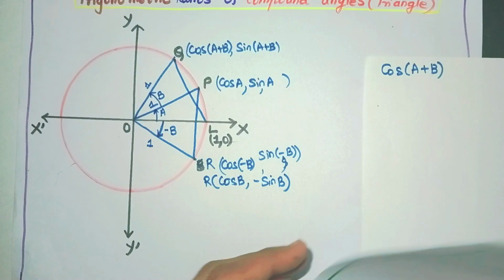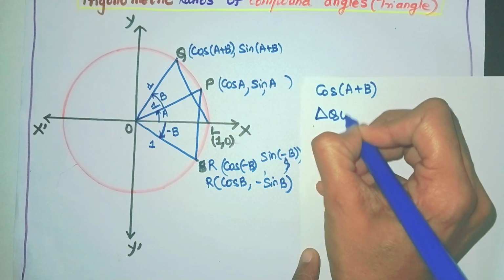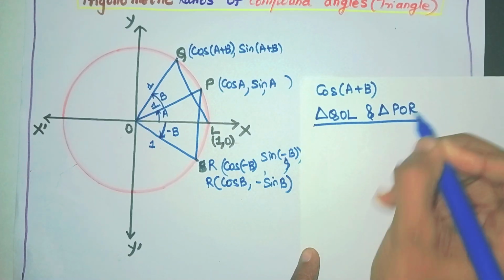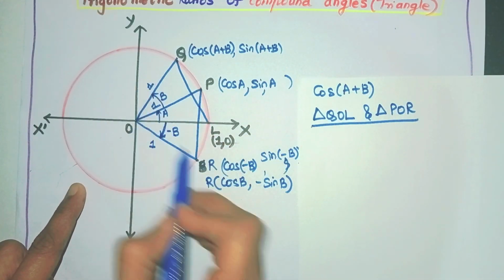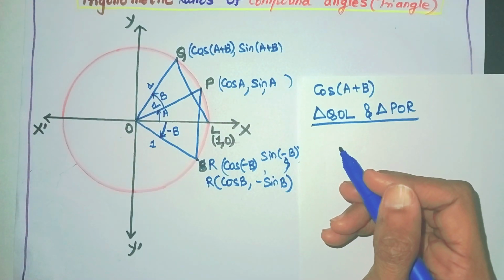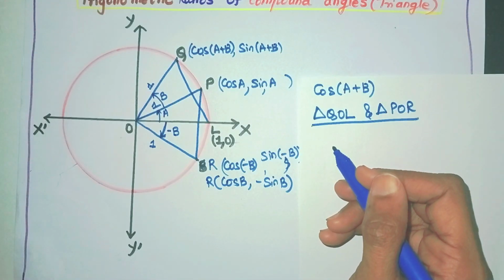I'll tell you both the ways. Let's first do it using triangles. So just consider triangle QOL and triangle POR. Now let's try to prove that these 2 triangles are congruent to each other. For that, I need to show 3 criteria are equal.